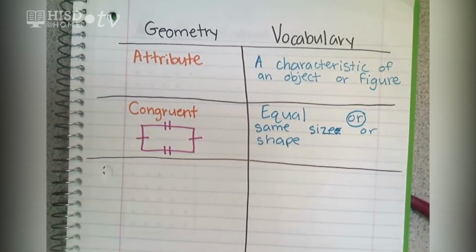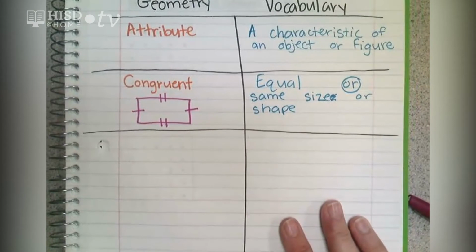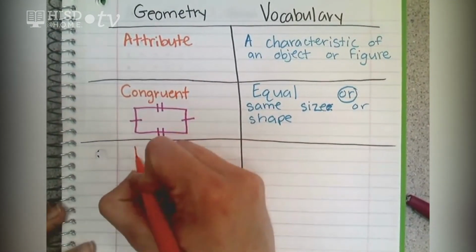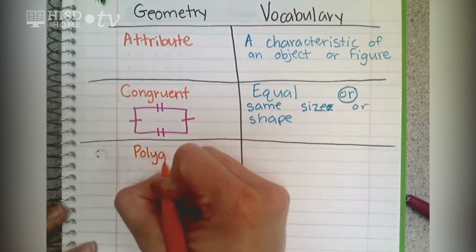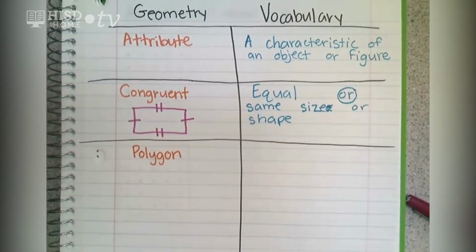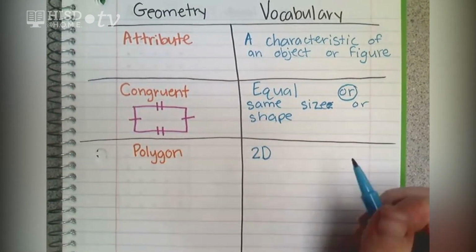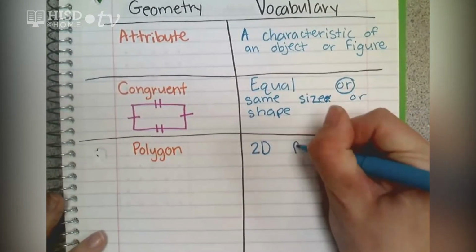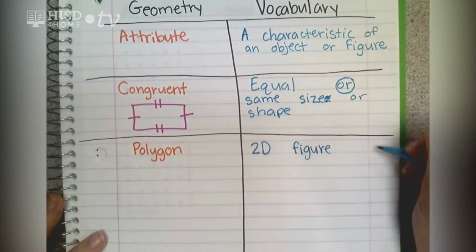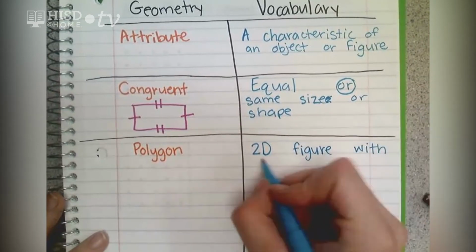All right, and another word that we really need to go over before we get too far into this is this word polygon. And all a polygon is, is a shape, a two-dimensional shape with straight lines. Two-dimensional, I'm just writing 2D because it's an abbreviation. Figure with straight lines.